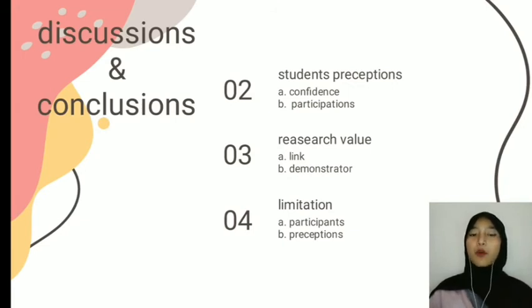There are 3 points here: the students' perceptions, research value, and limitations. In the first point, this study looked at students' perceptions of teacher feedback on oral production via the social communication app WeChat. Positive attitudes were found among students who had expressed a preference for receiving mobile-assisted feedback. In addition, students also gained more confidence in speaking English.